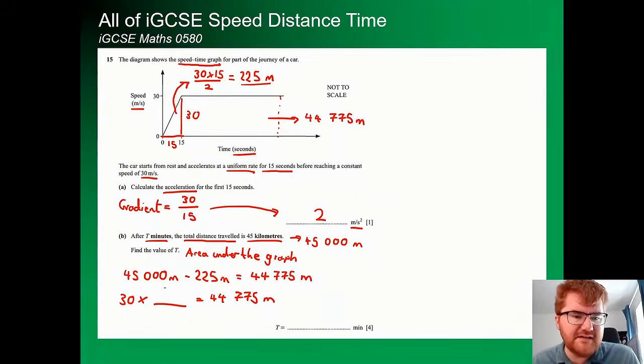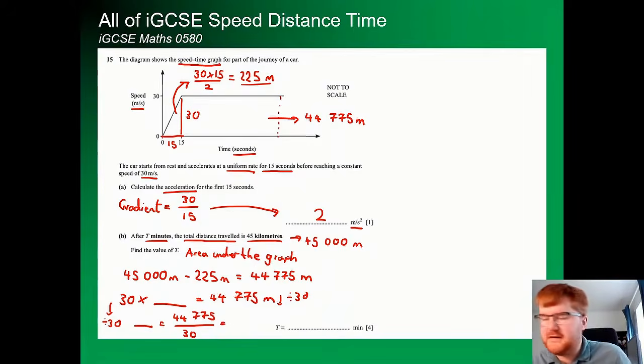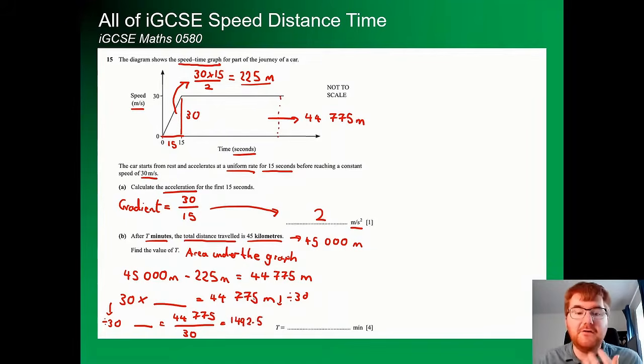So to work out this thing, what's the opposite of timesing by 30? Well, divide by 30 on both sides. So this thing I'm looking for, the length here, is equal to 44,775 divided by 30. And if we pop that into our calculator, we get 1,492.5. Again, think about the units here. This is going to be equal to seconds.